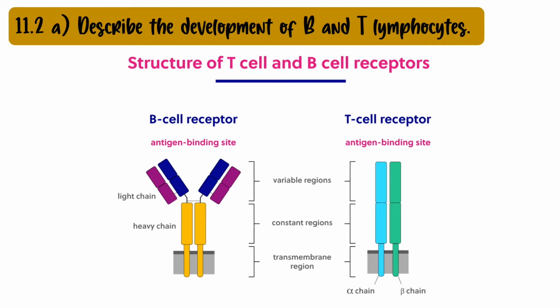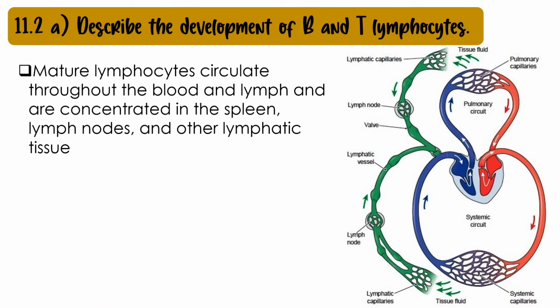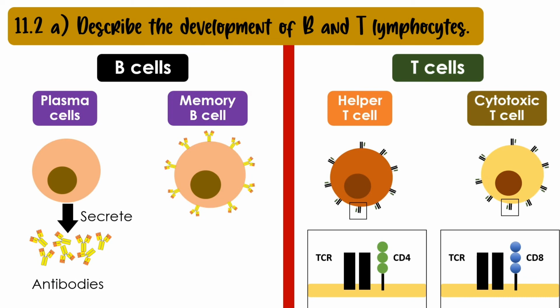As mentioned earlier, the mature B cell and T cell will circulate throughout the blood and the lymphatic fluid and are concentrated inside the spleen, lymph node, and other lymphatic tissues. Mature B cell can become activated and differentiate into two different types, either plasma cell or memory B cell. The mature T cell also has two types, either helper T cell or cytotoxic T cell. The two types of T cell are differentiated based on their co-receptor, either CD4 for the helper T cell or CD8 for the cytotoxic T cell. For the different types of activated B cell, the plasma cell is the one that secretes antibody, while the memory B cell is the one that has B cell receptor.